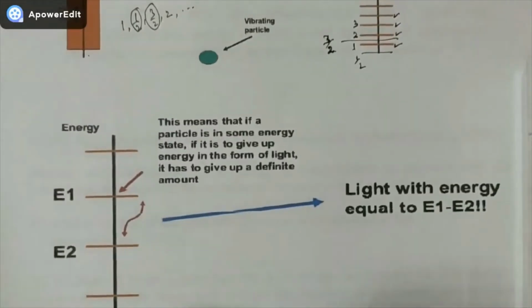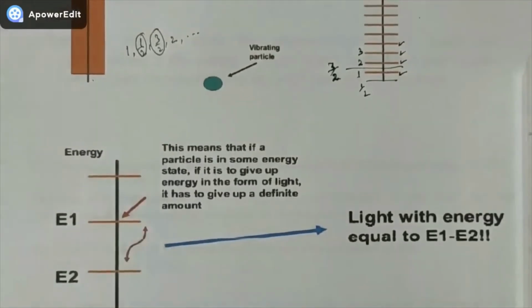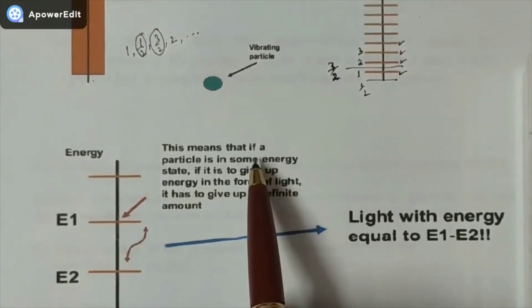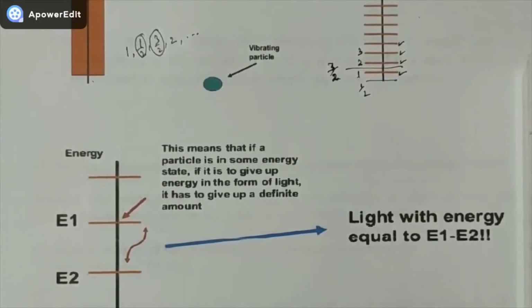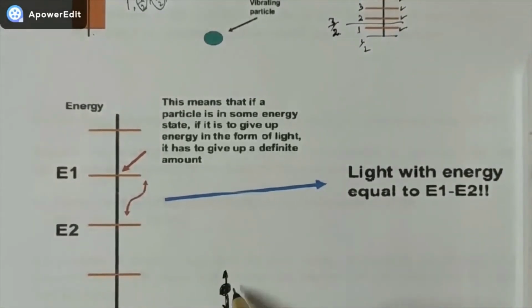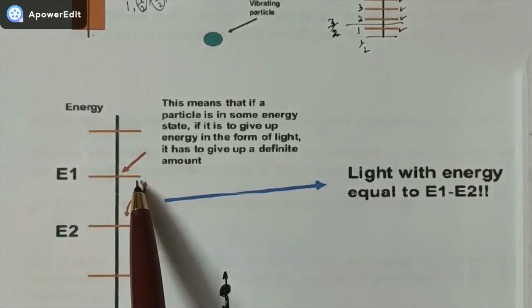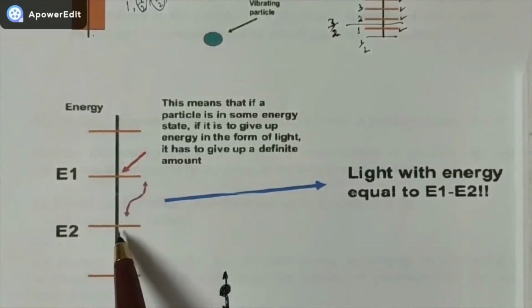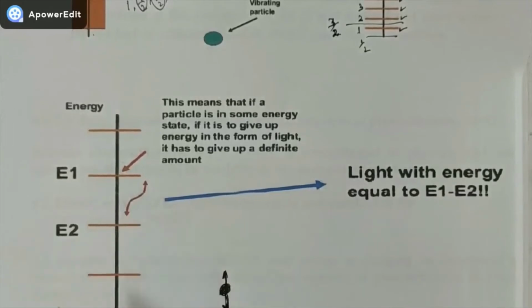So this is the same diagram as last, except blown up to see the space better. This is again the vibrating particle. These are energy levels. This means that if a particle is in some energy level, and this particle is vibrating, and after some time it comes to this energy level, then light with energy equal to E1 minus E2 will be emitted.